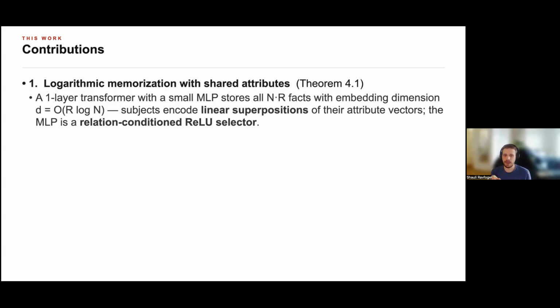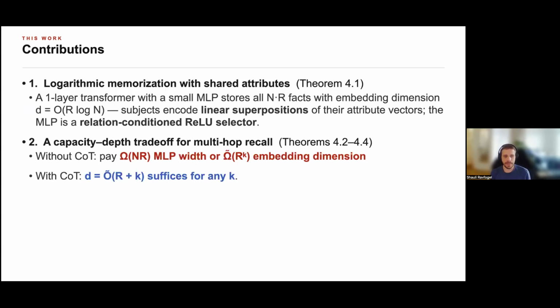And in this solution, the MLP does not actually store information. It doesn't serve as a memory. It just selects the relevant relation from the embeddings of the subject. Finally, we are going to analyze the capacity-depth trade-off in multi-hop factual recall, and we're going to show that without chain of thought, you need a relatively large MLP, linear in the number of facts, or very large embedding vectors. But with chain of thought, we are going to get a solution linear in the number of relations. So chain of thought makes multi-hop factual recall much more efficient.